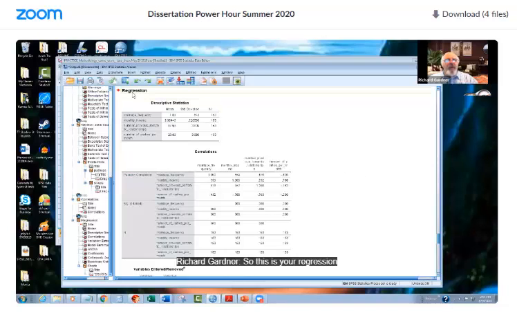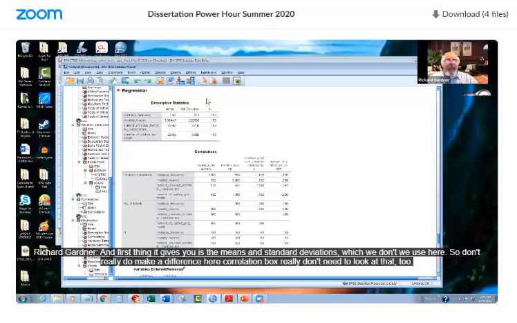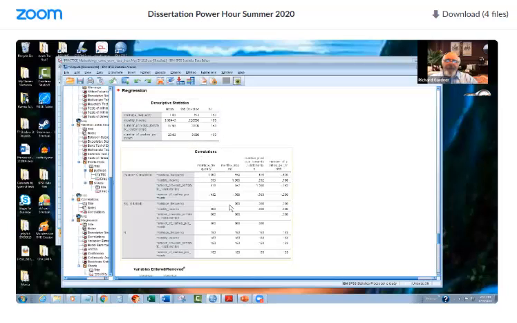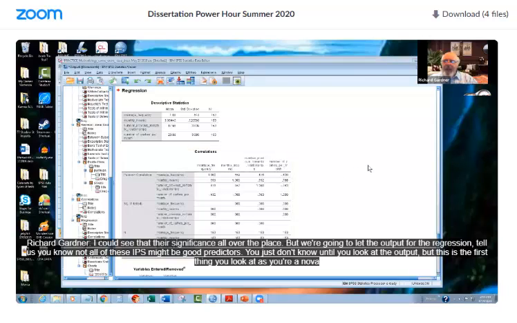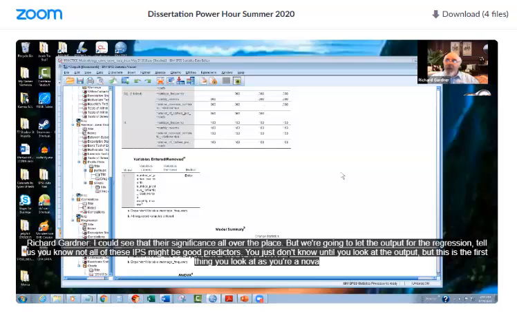So this is your regression. And the first thing it gives you is the means and standard deviations, which we don't use here, so they don't make a difference. Correlation box, really don't need to look at that either. I can see that there's significance all over the place, but we're going to let the output for the regression tell us. You know, not all of these IVs might be good predictors. You just don't know until you look at the output.